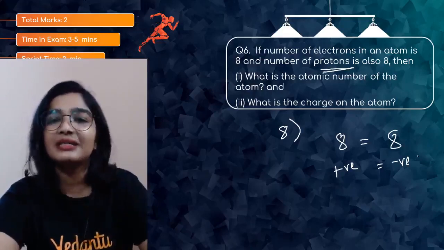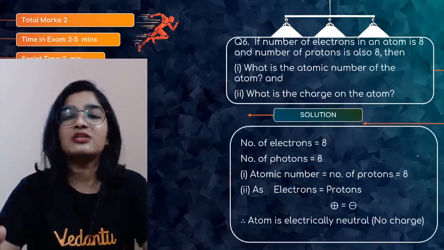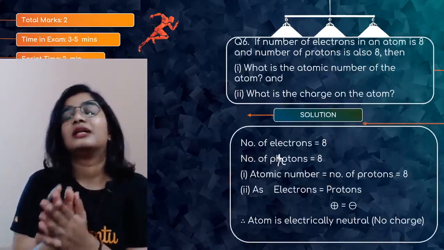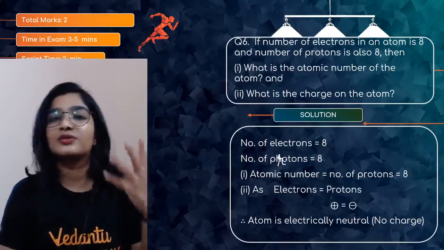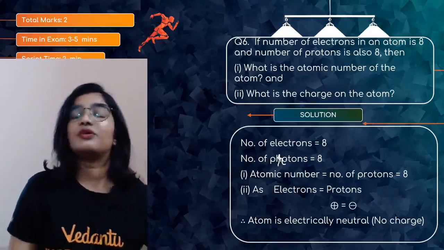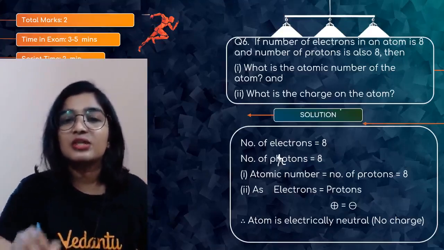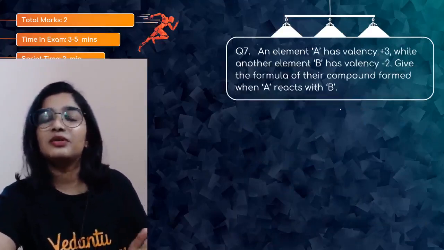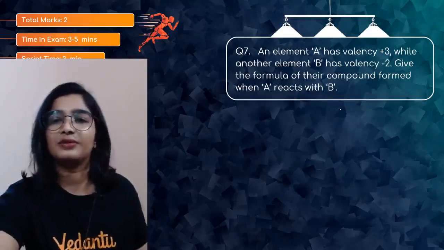But when you're writing it, please be careful. That is, number of electrons is equal to 8. Number of protons is equal to 8. Atomic number is equal to number of protons. So 8 is the atomic number of the atom. The second is, what is the charge of an atom? As the number of electrons is equal to the number of protons, it will be neutral.